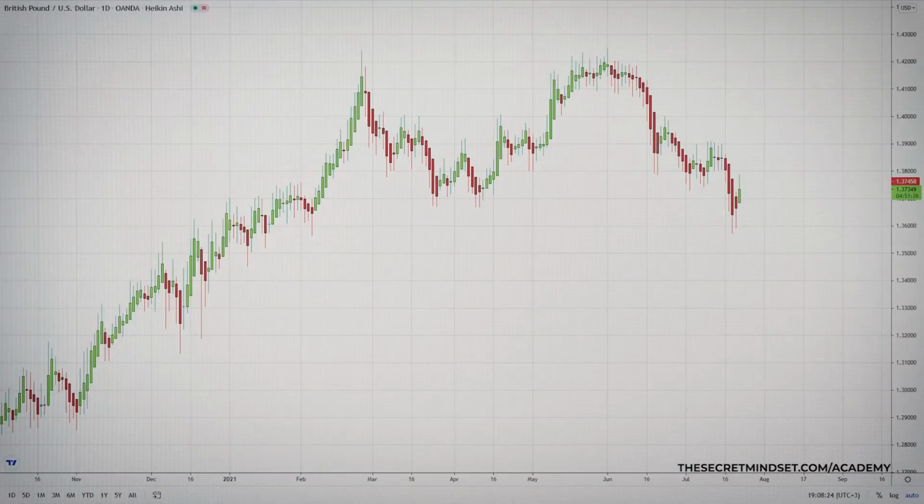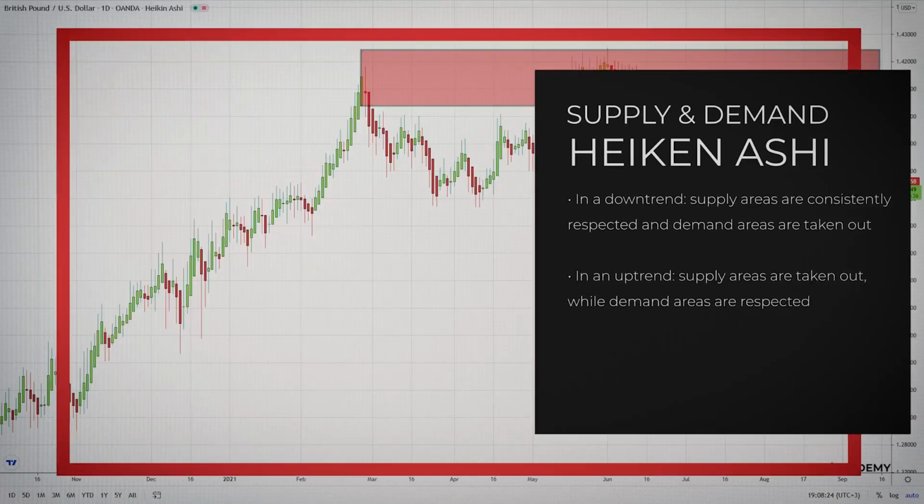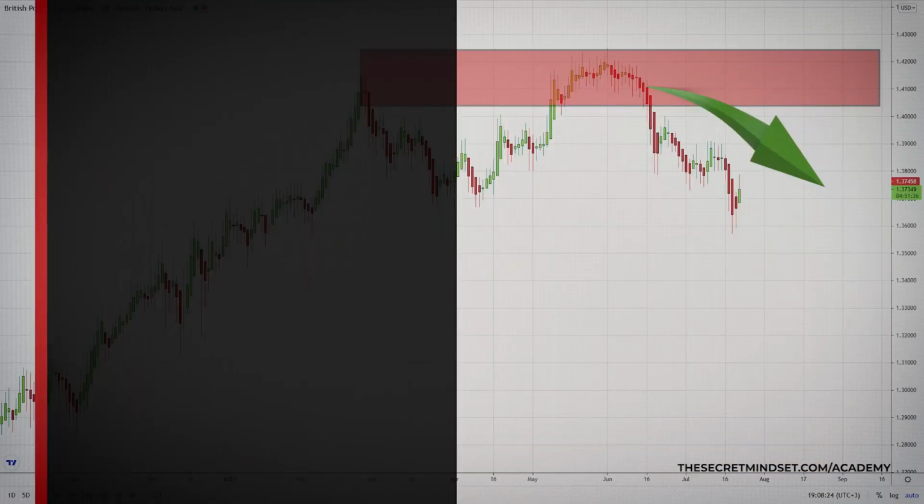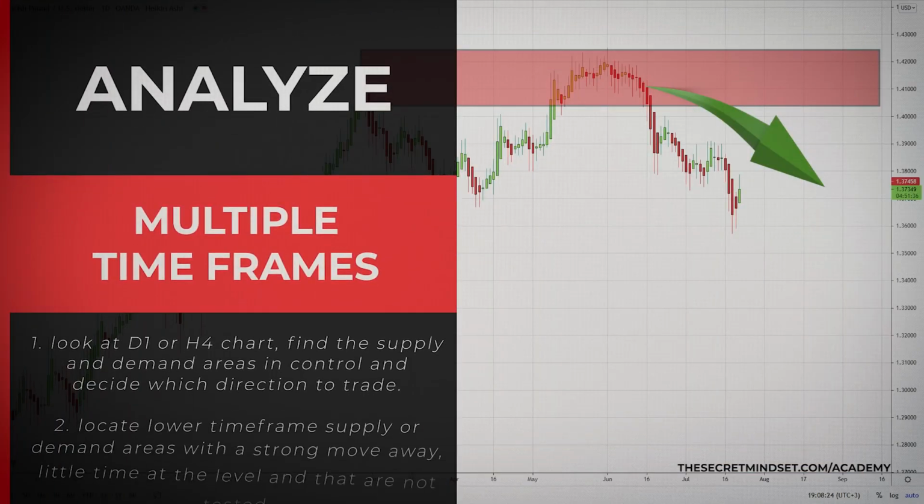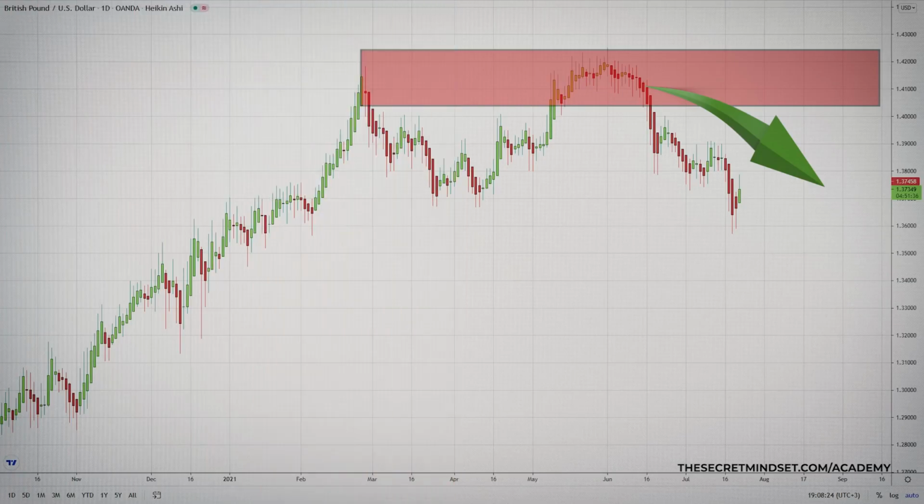This type of analysis will help you a lot in defining the strongest Heiken Ashi supply and demand zones. In a downtrend, supply areas are consistently respected and demand areas are taken out. In an uptrend, supply areas are taken out while demand areas are respected. As simple as that. And another tip is to look at your daily or 4-hour chart and see what is going on with the supply and demand areas in control and decide which direction to trade. Once you know what direction you want to go, locate lower time frame supply and demand areas with a strong move away, little time at the level, and also a fresh level.